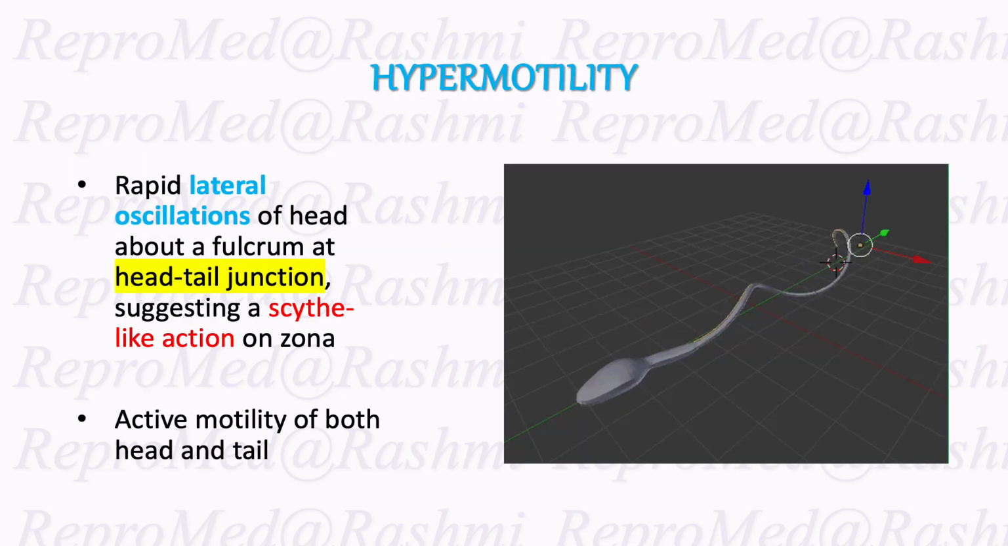Now, what is hypermotility? Rapid lateral oscillations of the head about a fulcrum at the head-tail junction, which we can see in the GIF which is being played. These movements, the lateral oscillations at the head-tail junction, suggest a kite-like action on the zona. Active motility of both head and tail is happening, as we can see very clearly.